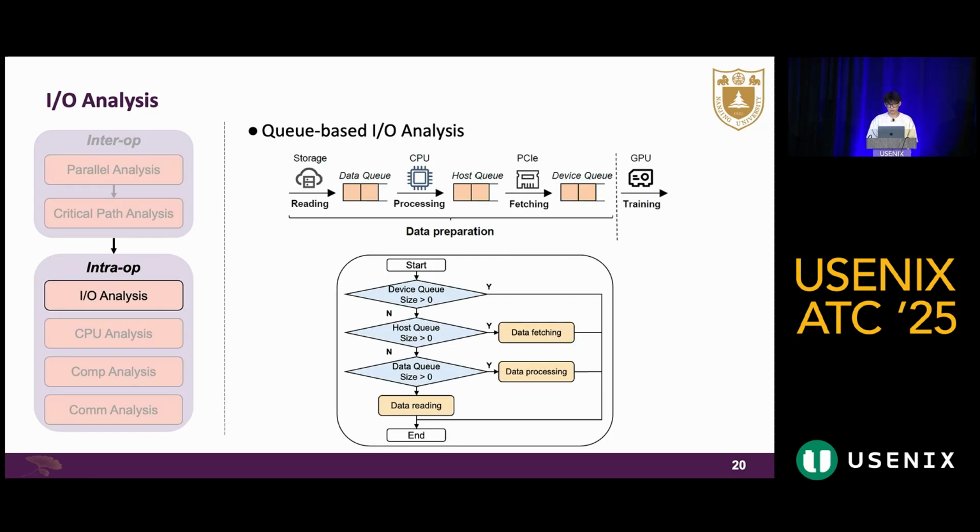For I/O analysis, we use a queue-based approach to analyze the data pipeline you can see on the slide. We simply monitor the data, host, and device queues to find the slowest step. For example, if the device queue is often empty, the NPU is waiting. Checking the upstream queues then tells us if the bottleneck is data fetching, processing, or reading.